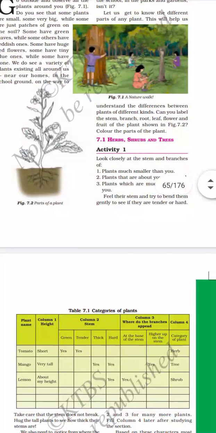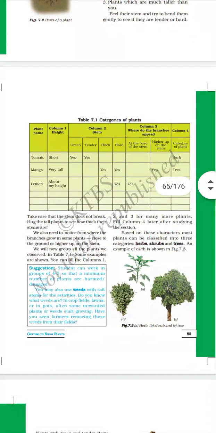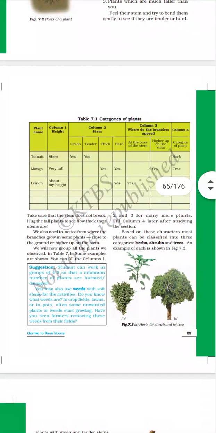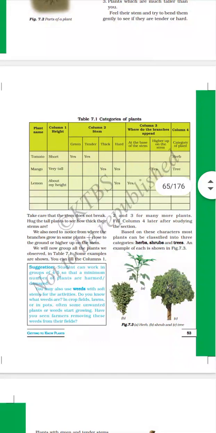Look closely at the stem and branches. Plants much smaller than you, plants that are about your size, plants which are much taller than you. Feel the stem and try to bend gently to see if they are tender or hard. Take care that the stem does not break. Hug the tall plants to see how thick their stems are. We also notice from where the branches grow in some plants, close to the ground or higher up the stem.